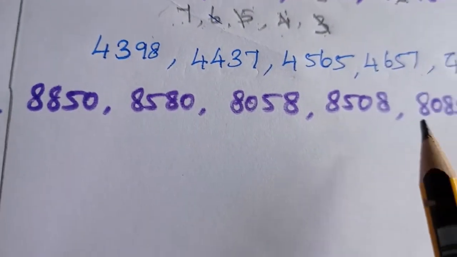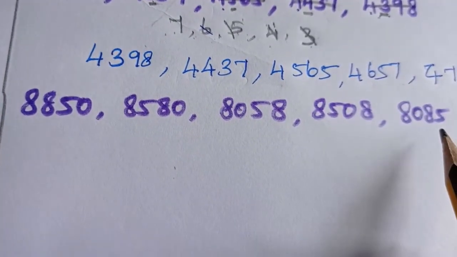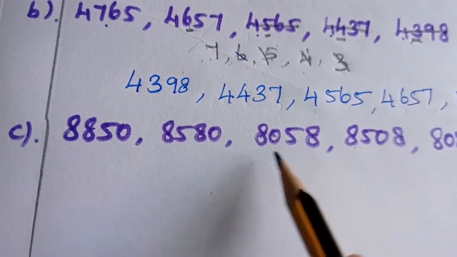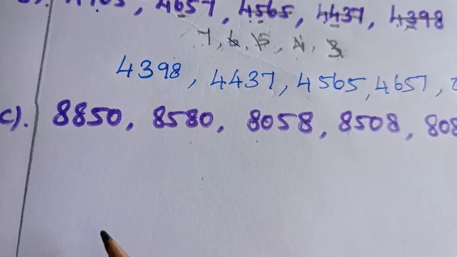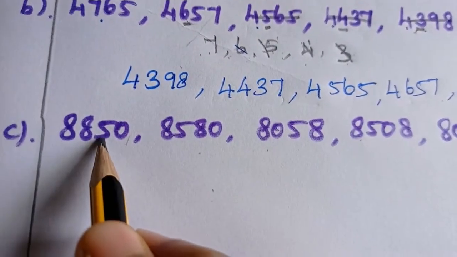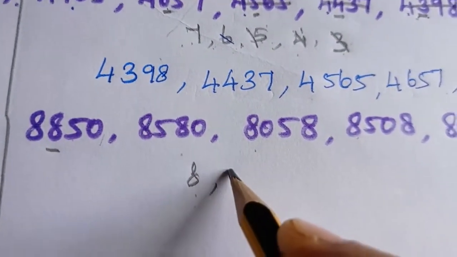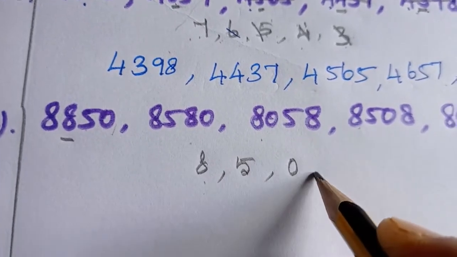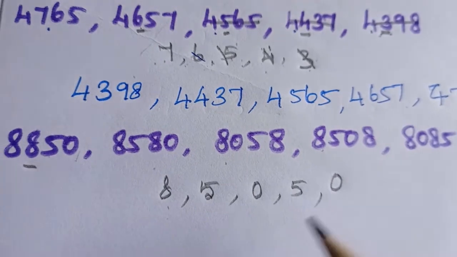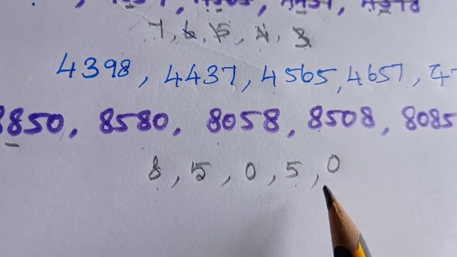Arrange the numbers in ascending order, that means small to big. All the numbers have 4 digits and their 1000 place values are also the same, that is 8. So what do you want to do next? Yeah, check their 100 place value. The first number's 100 place value is 8, second number 5, third number 0, fourth number 5 and fifth number is 0. Okay, so here which is the smaller value?